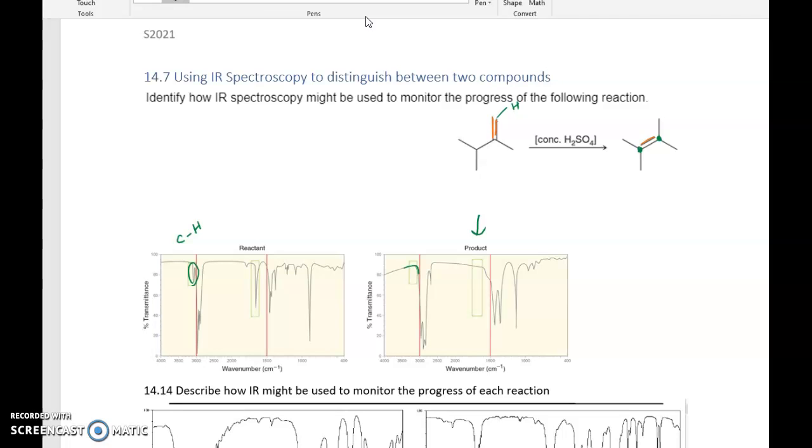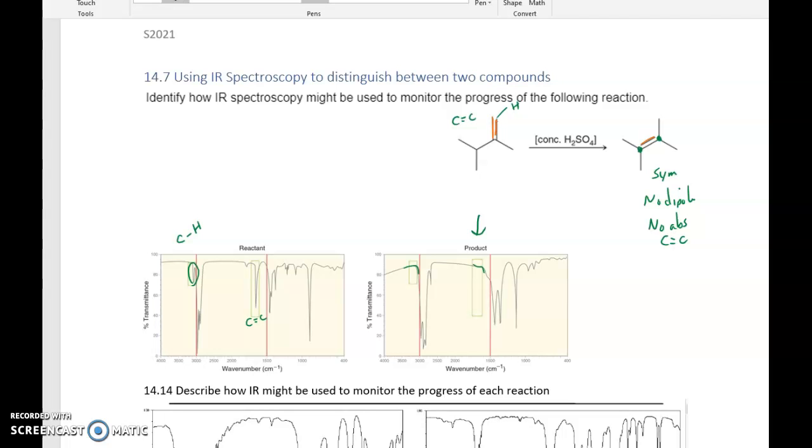The other thing we would expect to disappear is the carbon-carbon double bond. It occurs right here on the reactant, but it's absent in the product. You might ask yourself, why is it absent? Because this is symmetric. There's symmetry here, there's no dipole, and so there's no absorption at the carbon-carbon double bond.